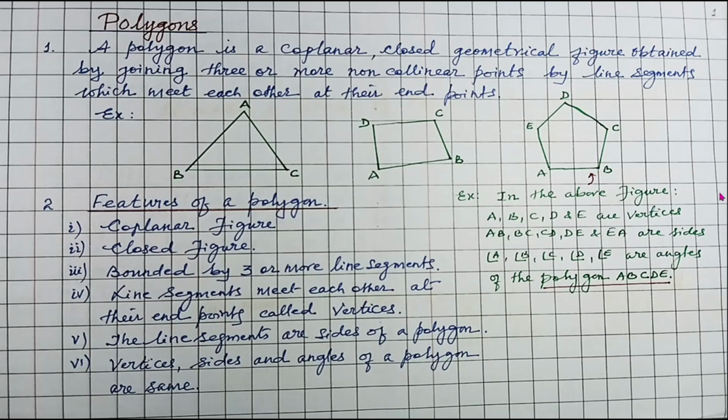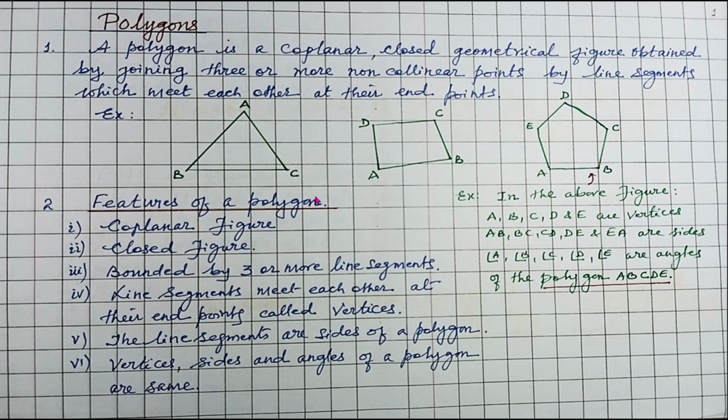Let us learn about polygons. Now, what is a polygon? A polygon is a coplanar closed geometrical figure obtained by joining three or more non-collinear points by line segments which meet each other at their end points. So, we have a polygon here. ABC is a polygon, ABCD is also a polygon, and ABCD is also a polygon.